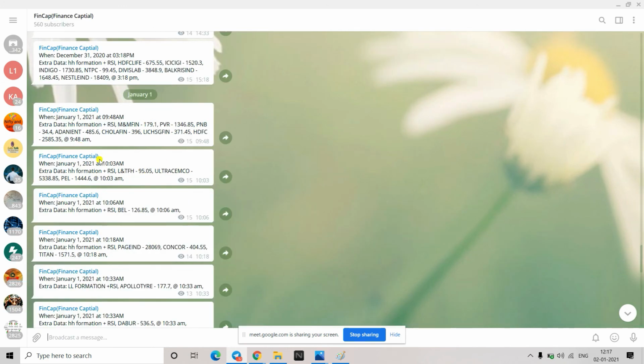So we have seen L&T Housing Finance, right? We'll also see PEL, and we'll see Ultra Cement in this. Ultra Cement we got at 5,338.